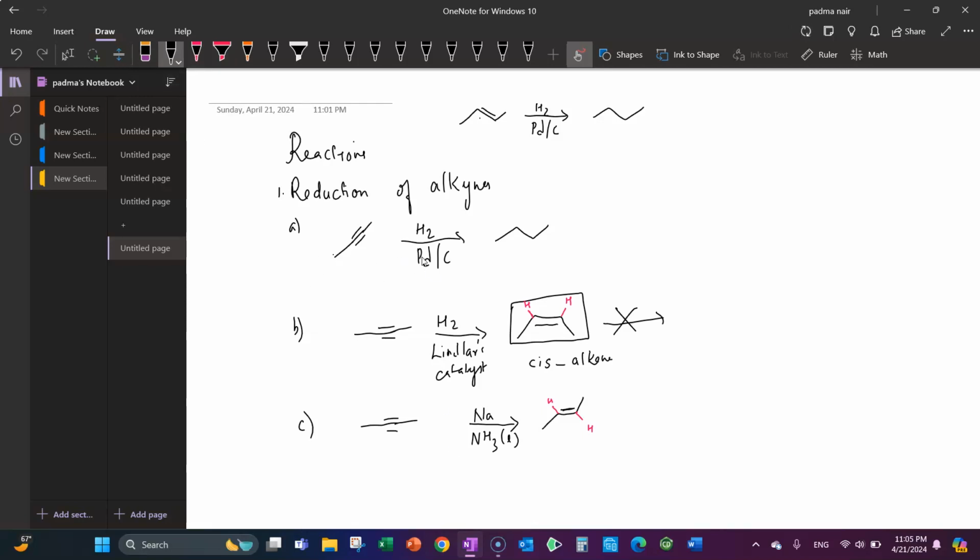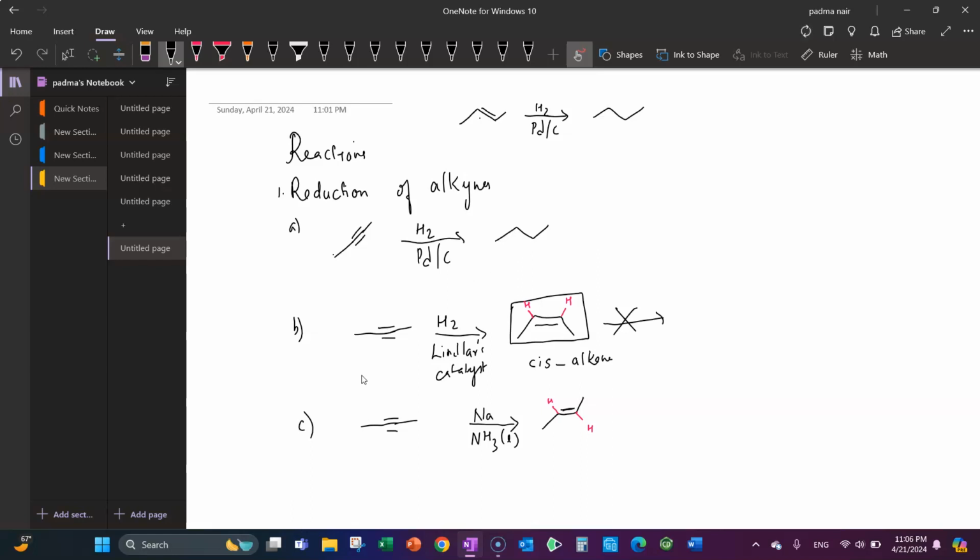One is when you treat it with hydrogen over palladium, it just converts it into an alkane. You have no control of this reaction. The reduction will happen till all the triple bonds are saturated to form the alkane.